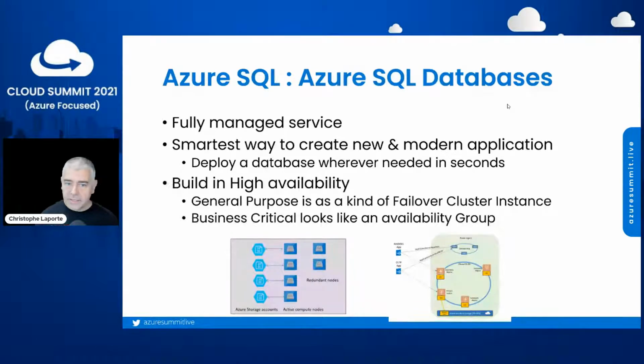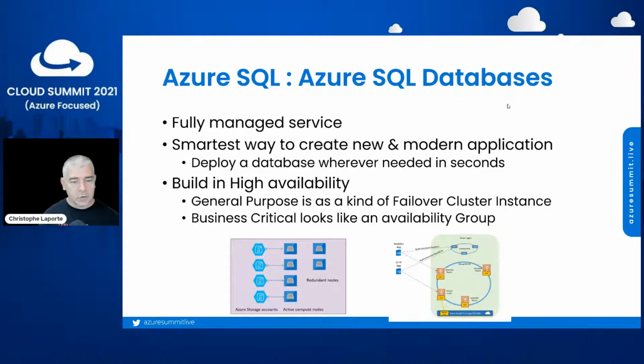There is some built-in high availability. It depends if you are using the general purpose or business critical tiers, but by default, you have high availability of at least 99.9%. And the general purpose is a kind of failover cluster instance because you have some compute nodes that will attach the files that rely on Azure Blob Storage. So it's very, very easy to detach and reattach the database on another node. So the behavior of a failover cluster instance provides you the high availability for the general purpose.